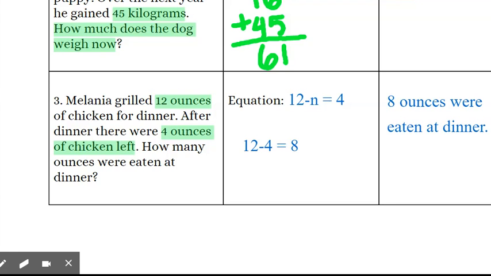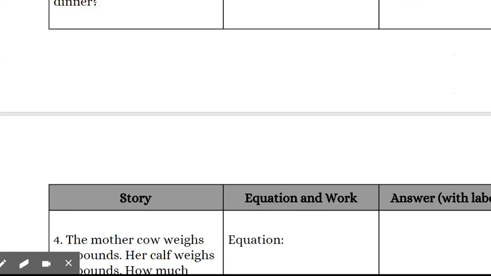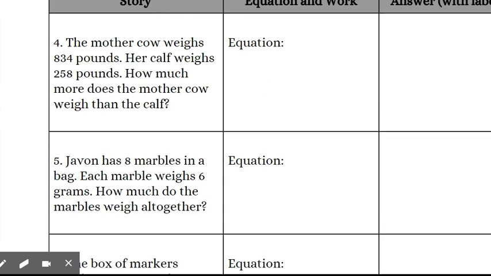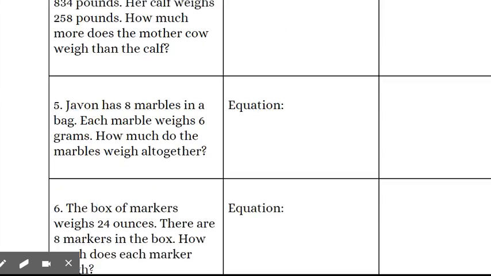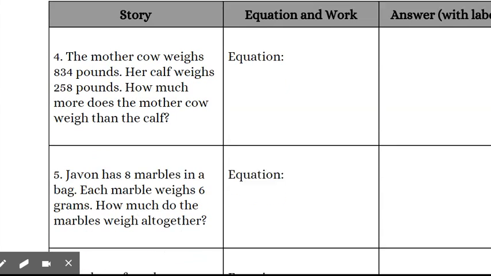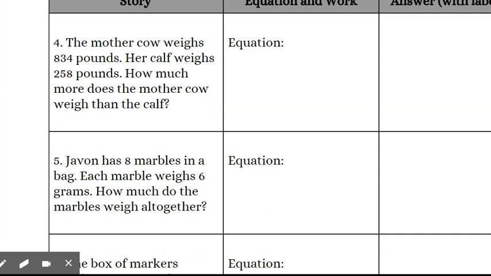And on the other side, there should be 4 more stories. Let's take a look. 4 or 5. One, two, three, four, oh, 5 stories. So these are the ones you're going to do on your own. I'll go through them real quick with you, give you some hints, and then I'd like you to go get started. So number 4 is about a mother cow. She weighs 834 pounds and her calf weighs 258 pounds. How much more does the mother cow weigh than the calf? How much more? These are going to be your key words.